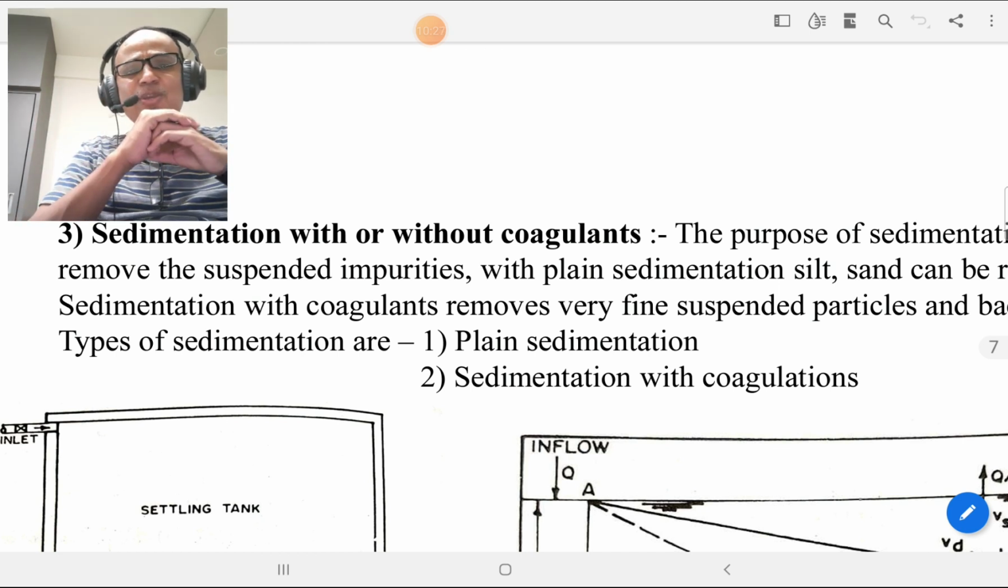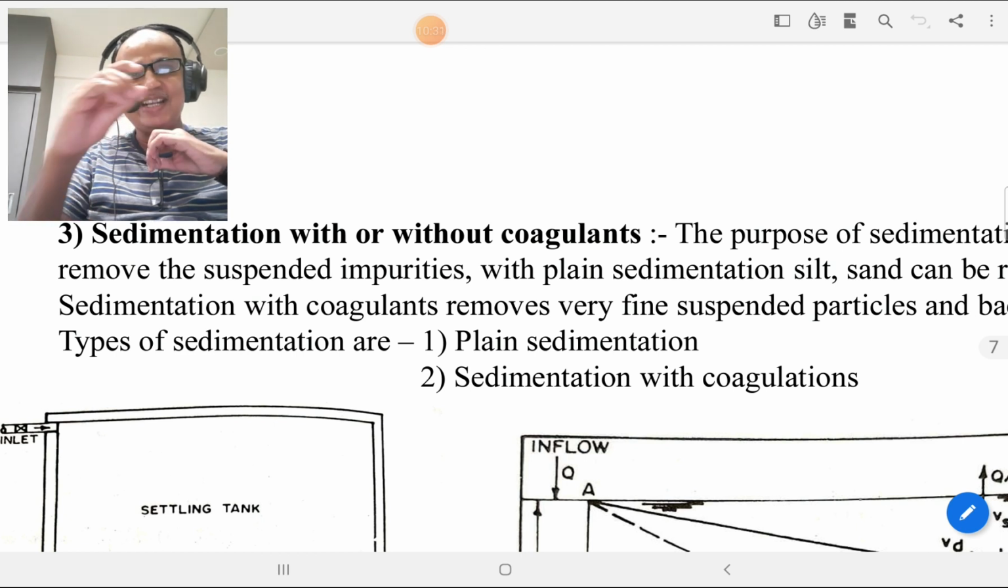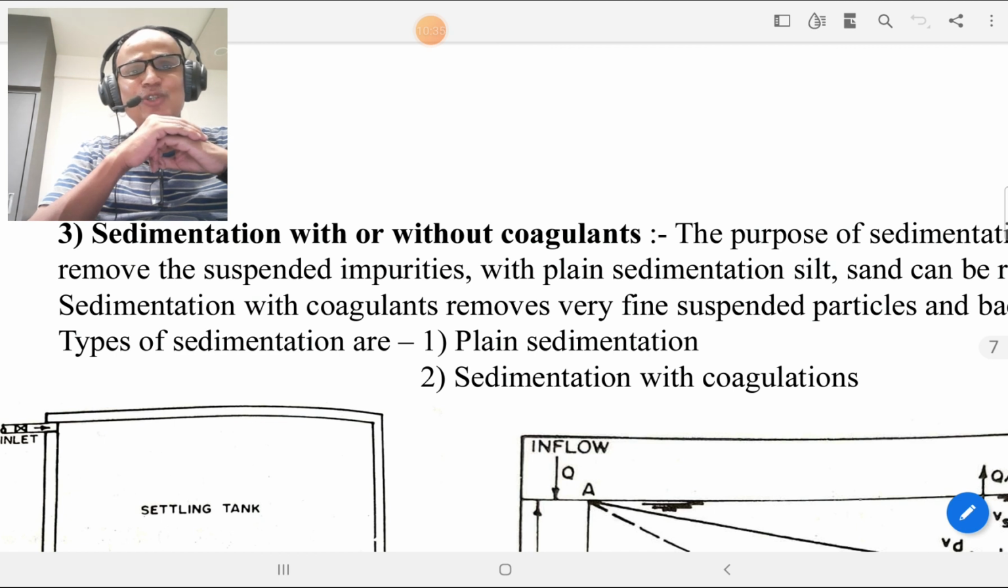On the surface of the finer particles, coagulants are there, and they increase the weight of those finer particles and allow them to settle down in the sedimentation tank. That is sedimentation with coagulation. And without coagulants, there is sedimentation in the plain tank. It is called plain sedimentation.